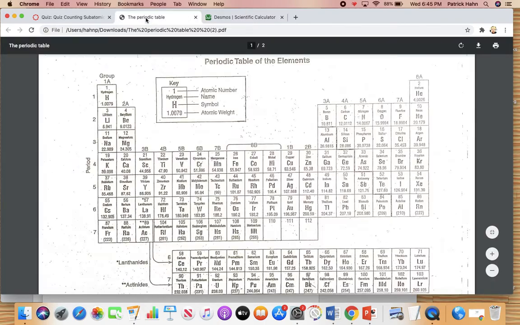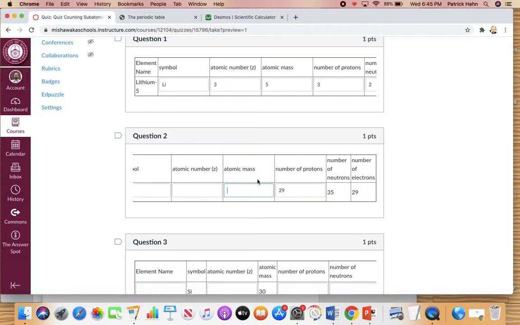64. Sorry, first time using the Desmos calculator. So we have 64 for the mass. If I hit Shift Tab, it'll take me right back in my tabs here. Atomic number, that's the same as the number of protons, so that's 29.